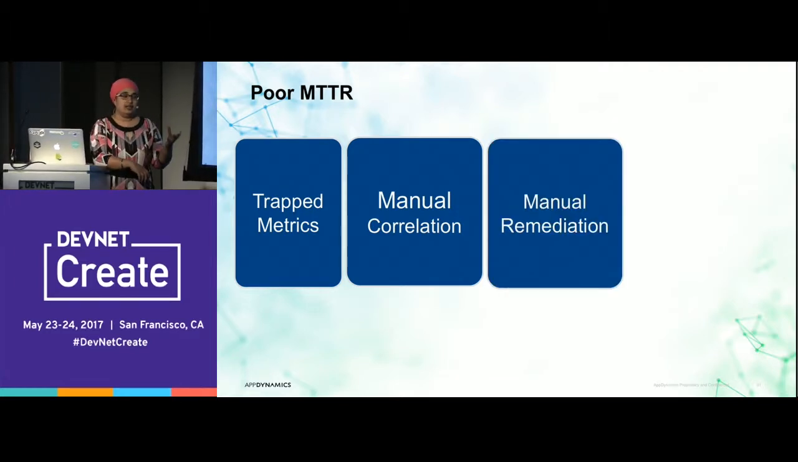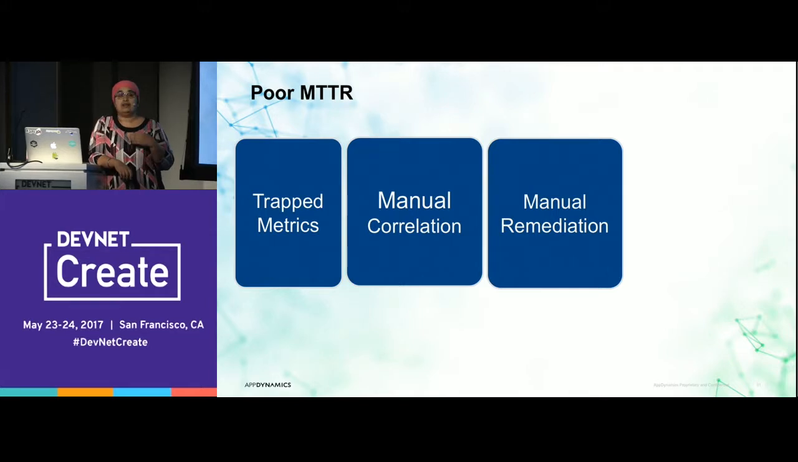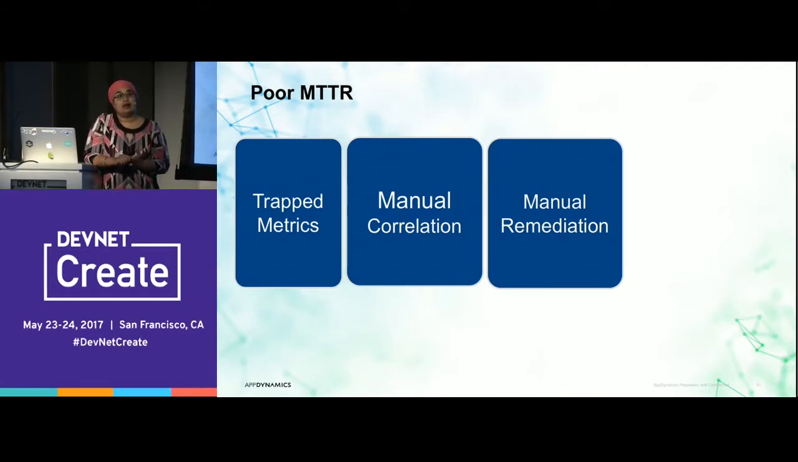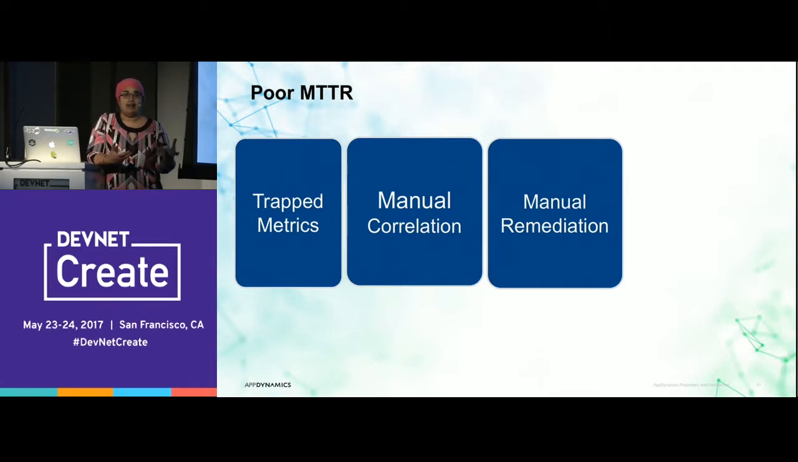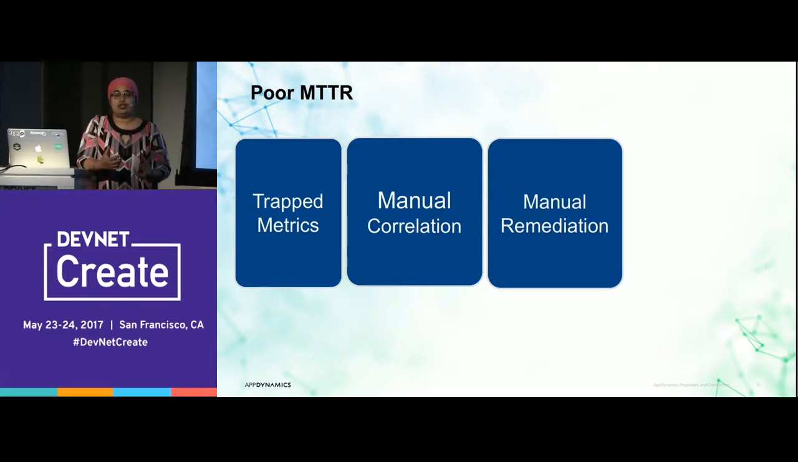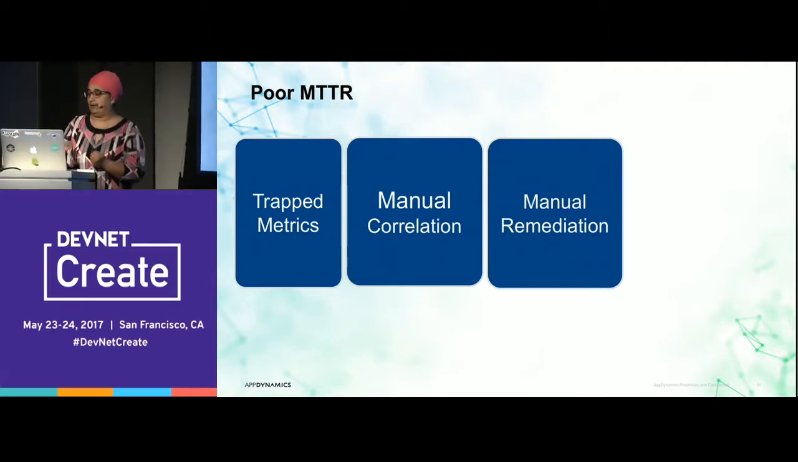Third is, okay, you are actually able to pull everything out automatically. You are able to correlate different parts of your system, but the remediation is manual, right? You don't have any automatic way, so there is no self-healing machine learning involved where you are able to actually heal the system by itself.